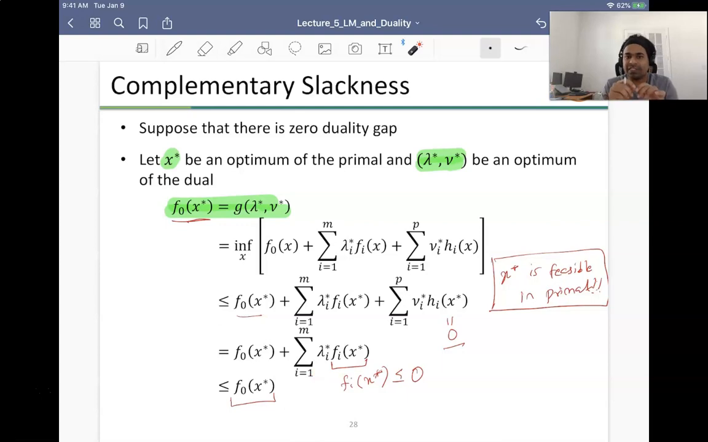Both of these are less than signs, right? But in reality, because we need f0(x star) to be equal to f0(x star), that means that all my inequalities must actually be equalities, right? And for that to happen, I need this term to be equal to 0.